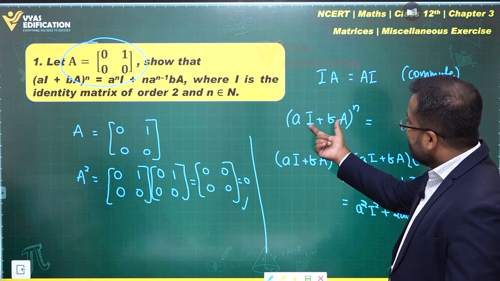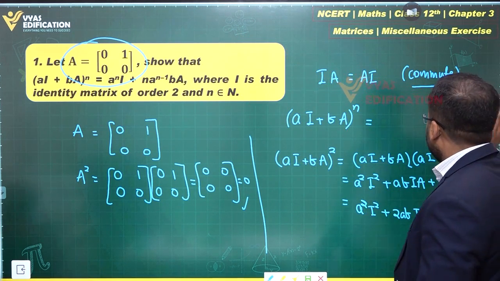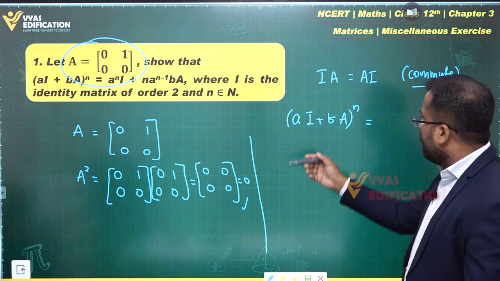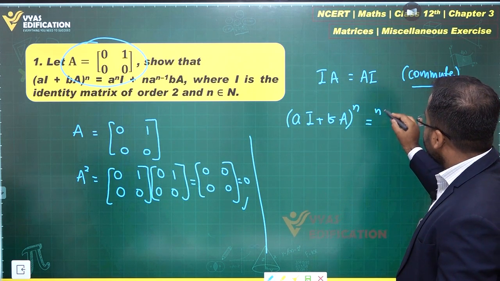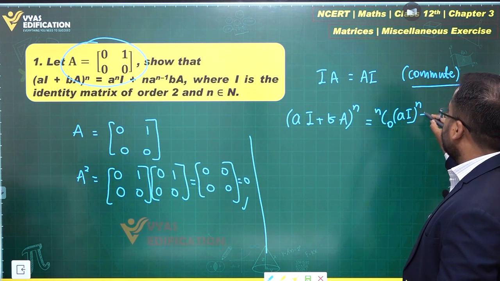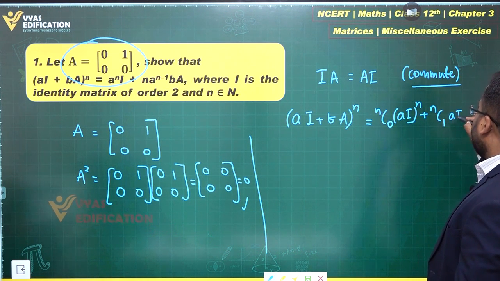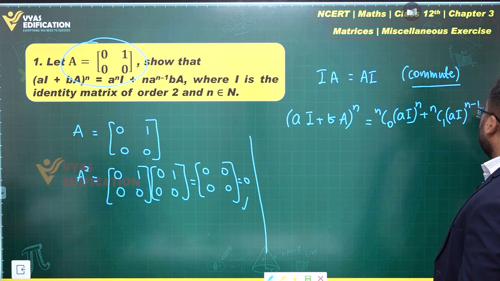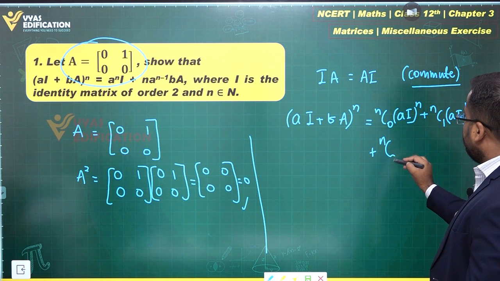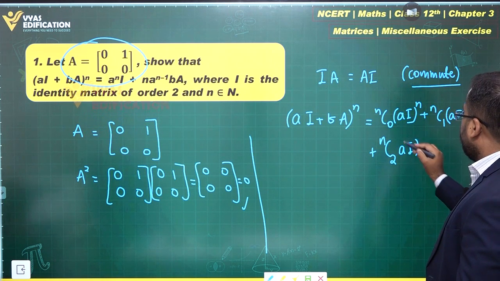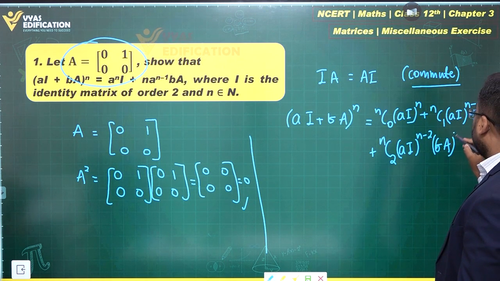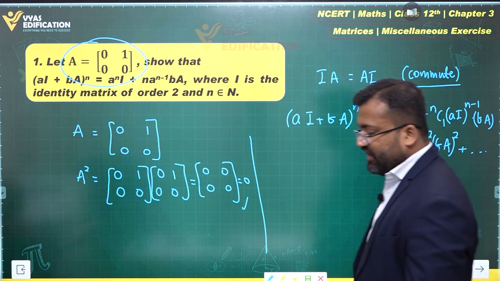So this is the given expression in the LHS, and I want to expand this expression using our concepts of algebra. And what I do is, this is nC0 (aI) power n plus nC1 (aI) power n minus 1 times bA, plus the next term would be nC2 (aI) power n minus 2 (bA) power 2, plus and so on. There will be plenty of other terms as well.